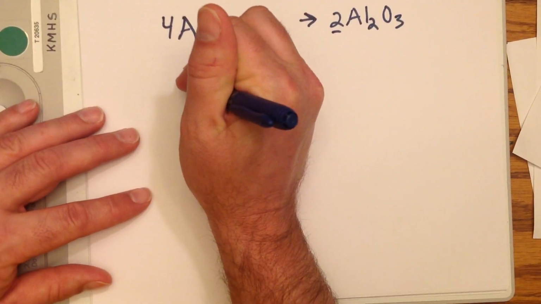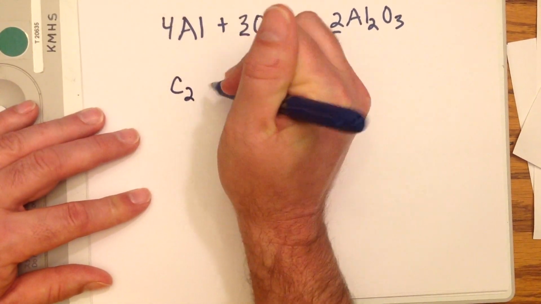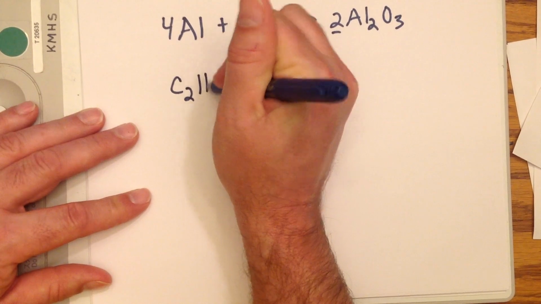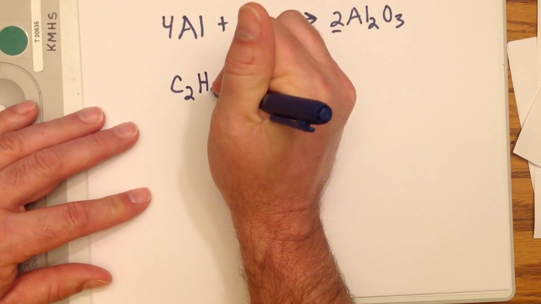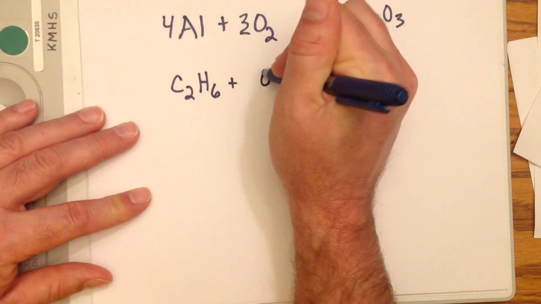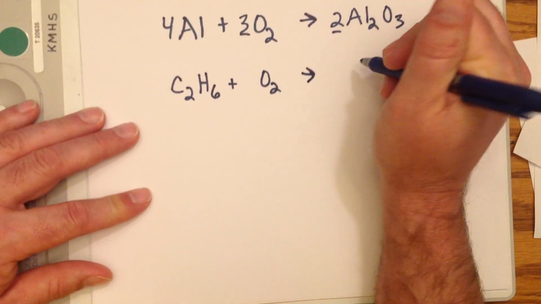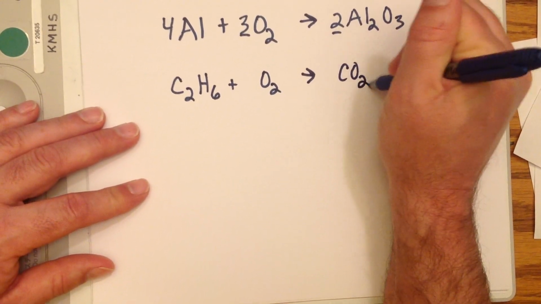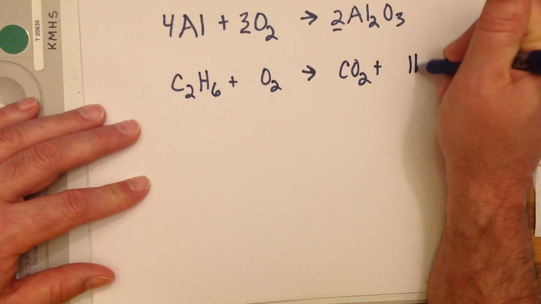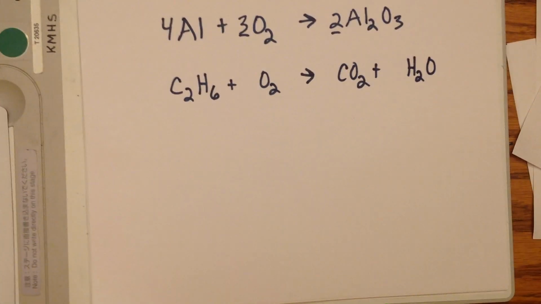Now, we will get into some more complicated ones to balance. And let me try to give you one of those. Let's look at burning ethane. Now, this is going to be later on a combustion reaction. And so if I gave you this equation and asked you to balance it, could you do it?